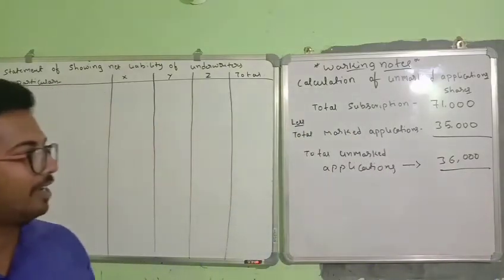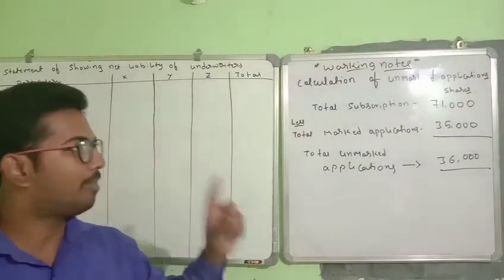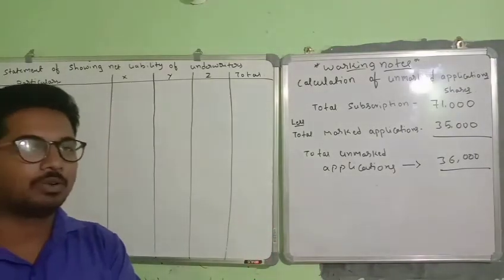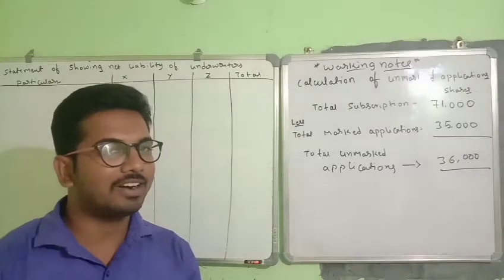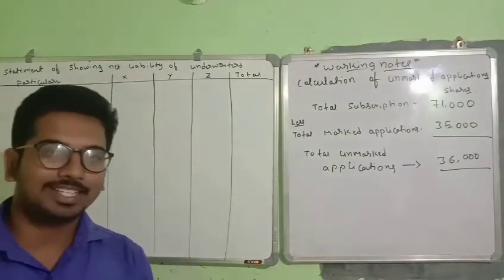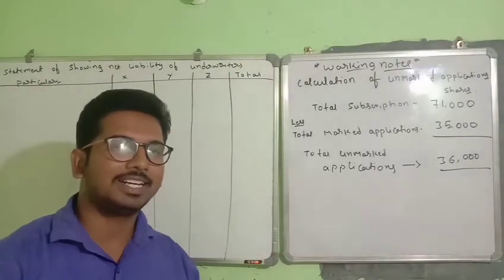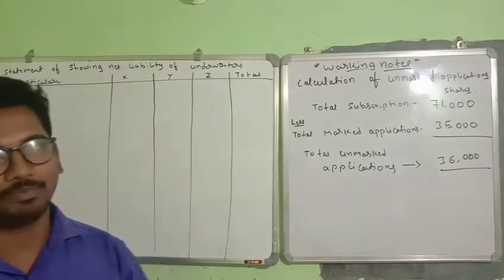For unmarked applications, 36,000 shares. So the problem has only firm underwriting. There is no further information given regarding the firm underwriting, so we can consider it as firm underwriting treated on par with unmarked applications.